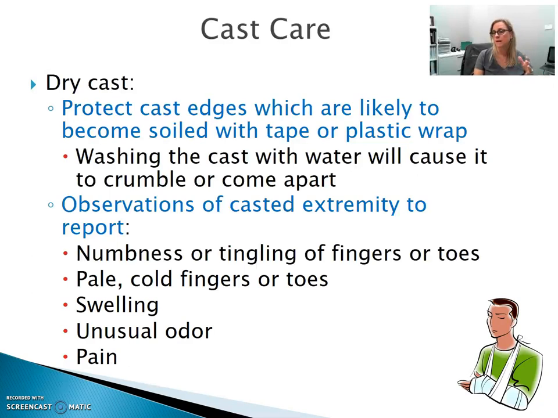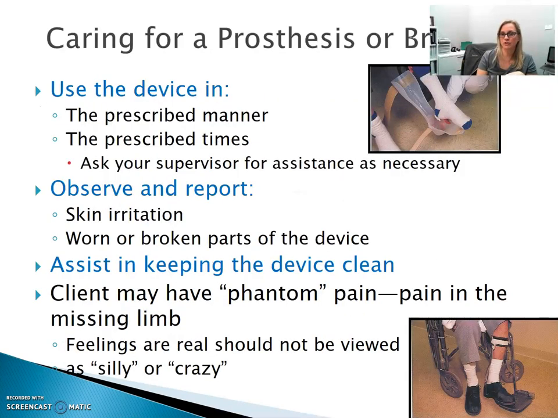The biggest thing with casts is if you notice their fingers or toes protruding from the opposite end, the distal end, you need to make sure that they're not swollen, not tingling, not painful, and there's no odor, because all of those could be signs that either the cast is too tight and is decreasing blood circulation to the remainder of the arm or leg, or there's another issue going on that needs to be addressed. So know about your casts.